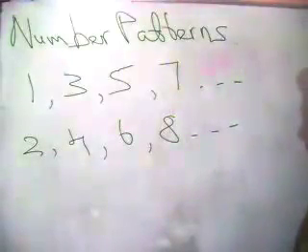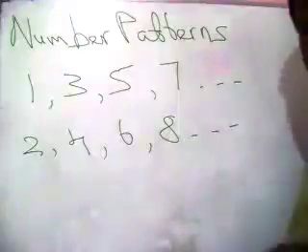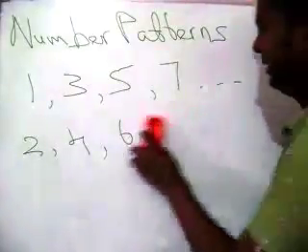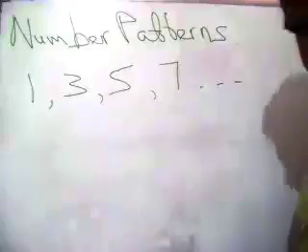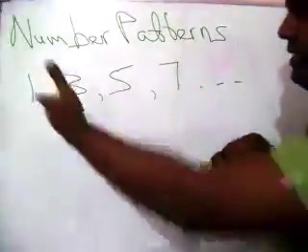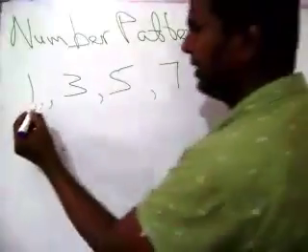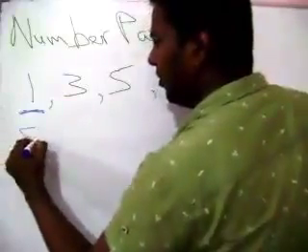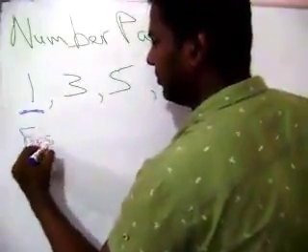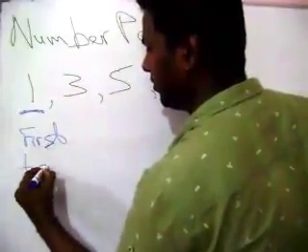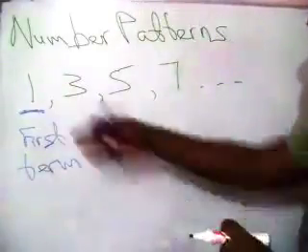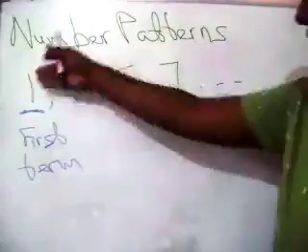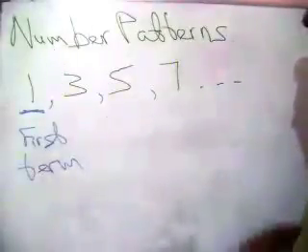When we are talking about number patterns, it's important that we identify certain terms. For example, in a number pattern, the first number is called the first term. In a number pattern, these numbers are called terms. So 1 is a term, 3 is a term, 5 is a term. So the first number is called the first term.